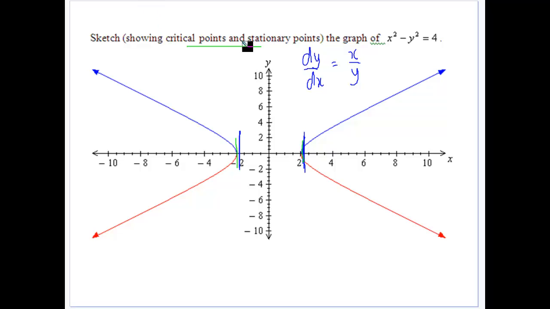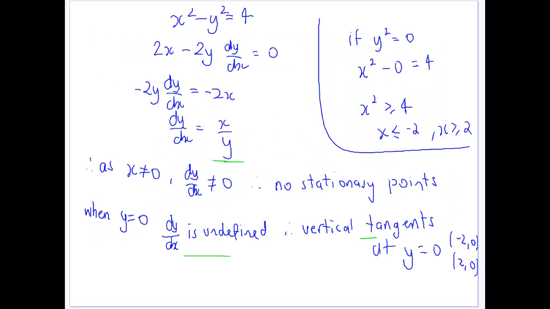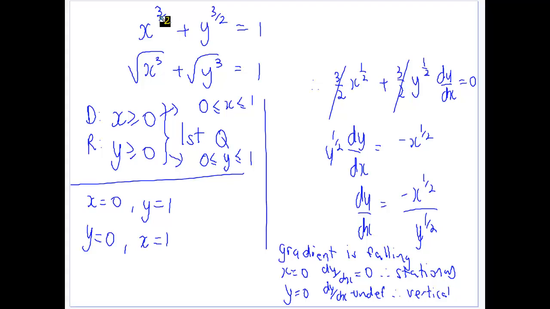So again, we get those critical points, where it goes through the axis, what the gradients are doing. Have we got stationary points, or in this case vertical tangents that exist to draw our graph? So the next one, x to the power of 3/2 plus y to the power of 3/2 is equal to 1. So it comes from this situation, the square root of x cubed.